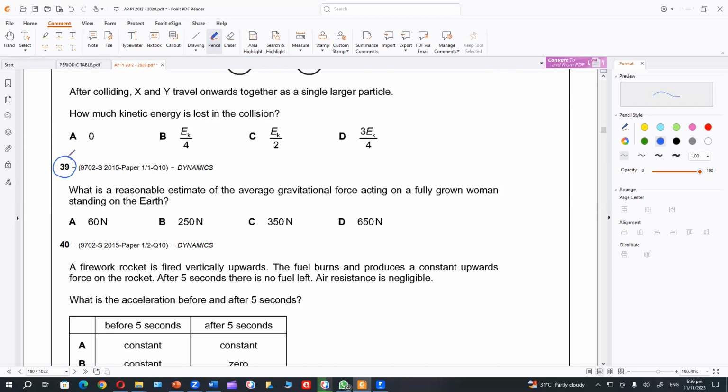What is a reasonable estimate of the average gravitational force acting on a fully grown woman standing on the earth? Average gravitational force. So he's talking about weight, W is equal to mg. So if I use the formula W is equal to mg, you can take the mass. You can estimate the mass of a grown-up woman. What mass should I take?